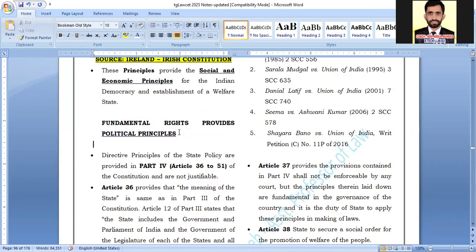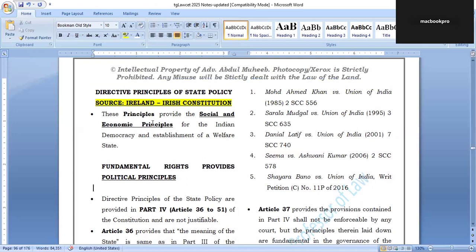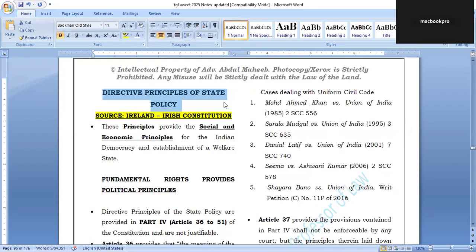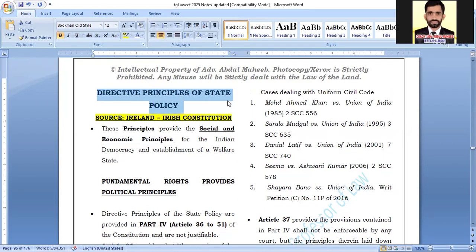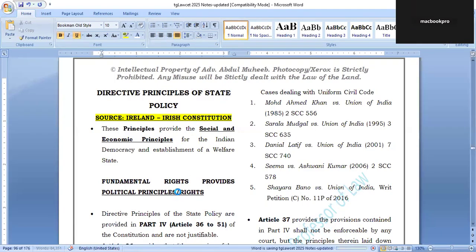This is the most common question. Social and economic principles are in which one? DPSP. Political principles? Fundamental rights. You have to remember this basic. If social and economic principles, DPSP. Political principles and rights.